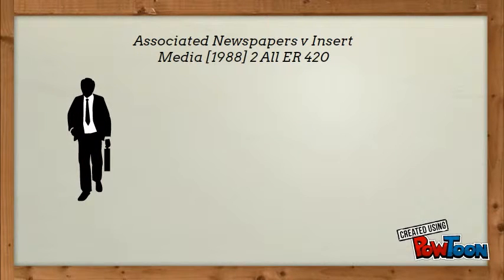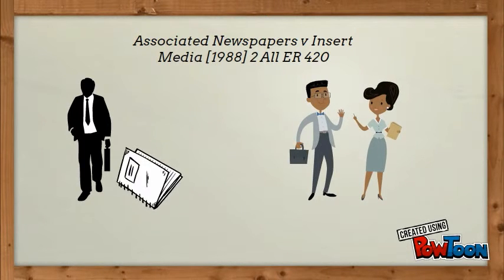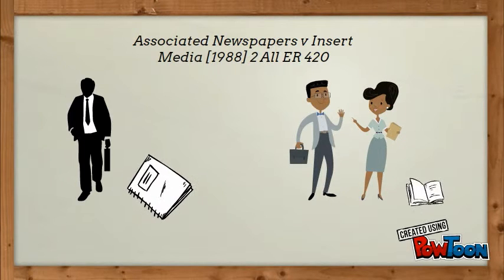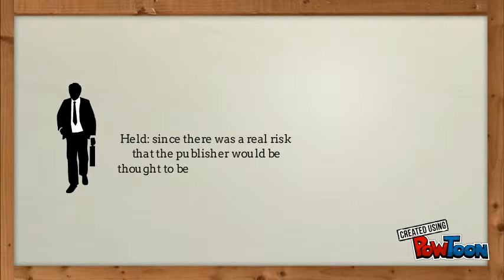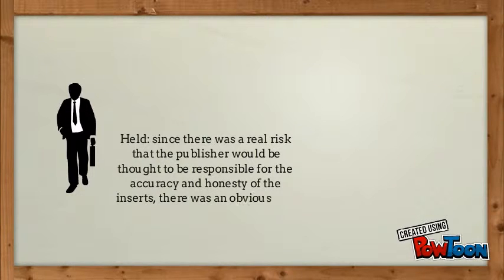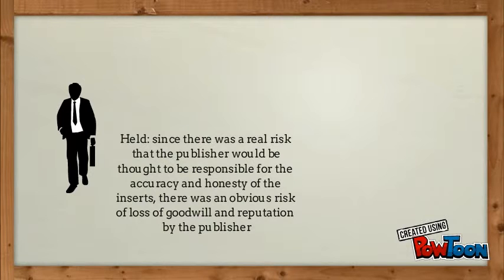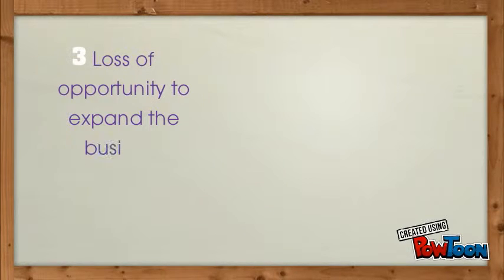The claimant in this case was the publisher of two national newspapers, and the defendant arranged with retail news agents to have advertising materials inserted into the papers. This was done without the publisher's knowledge. The Court of Appeal held that since there was a real risk that the publisher would be thought to be responsible for the accuracy and honesty of the inserts, there was an obvious risk of loss of goodwill and reputation by the publisher. Third is the loss of opportunity to expand the business.